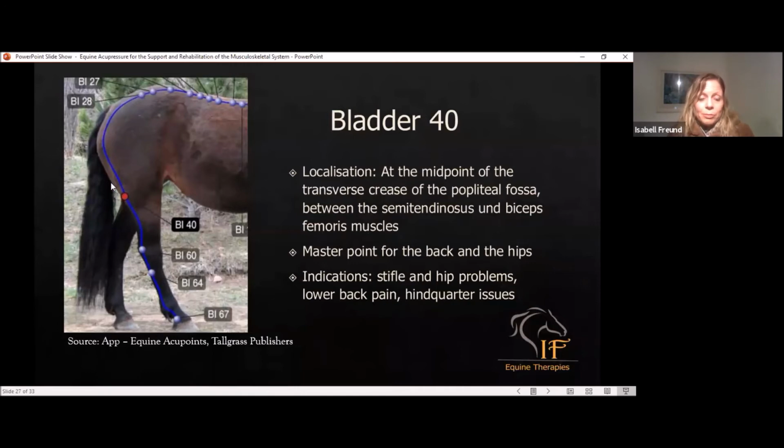But you also see, because when you work on that point, you influence the whole meridian. So that's why you can see that this is a good point if there are any problems in the hindquarter as such. And it is at the midpoint of the transverse crease of the popliteal fossa between the semitendinosus and the biceps femoris muscles.